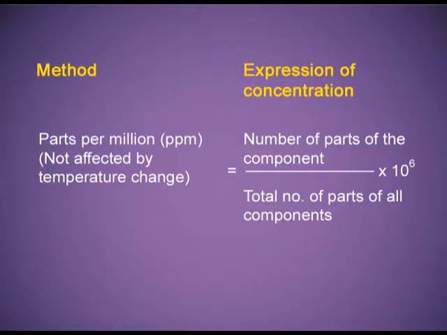Parts per million. We use this way of expressing the concentration when our solute is present in very minute quantities. For example, when the waterworks supply water, to prevent tooth decay, they add the fluoride ions. The fluoride ions are added in parts per million, that is in the traces. Let's see what this is. It is the number of the parts of the component divided by the total number of parts of all the components into 10 raised to power 6.